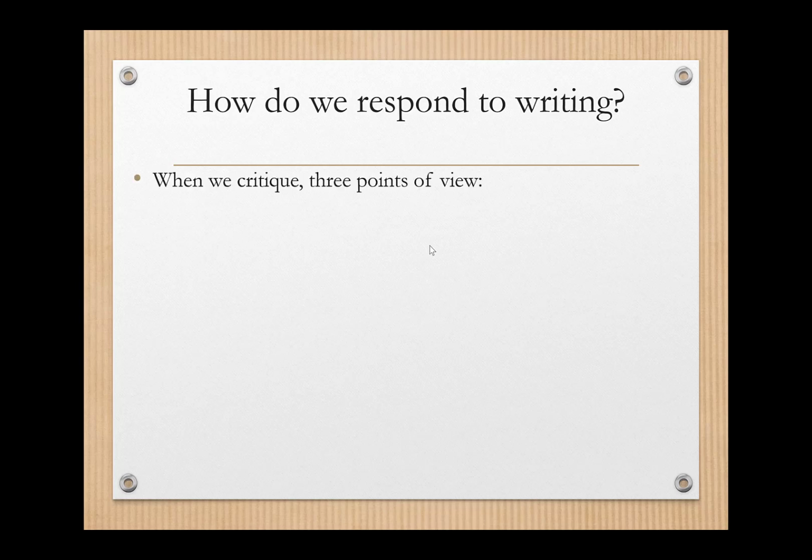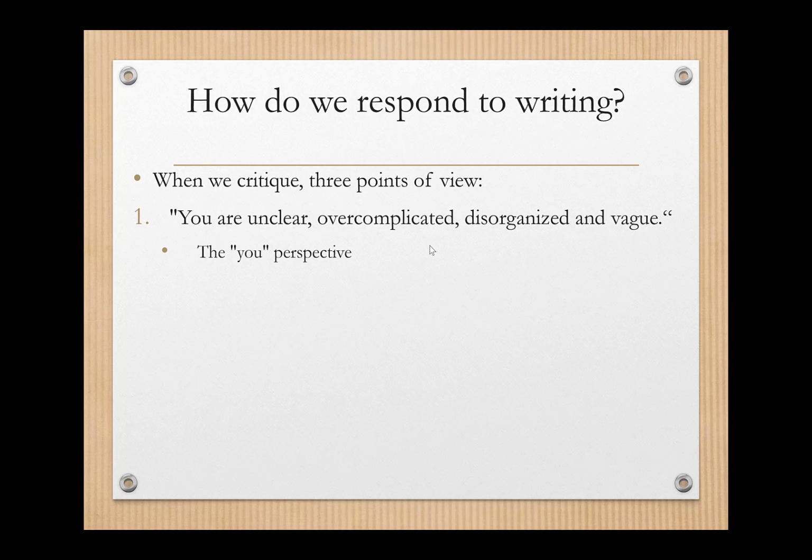So there are three points of view when we critique. There is the you form, where we might say you are unclear, overcomplicated, disorganized, and vague. But many people take this as an attack. So we want to avoid the you perspective as much as possible.